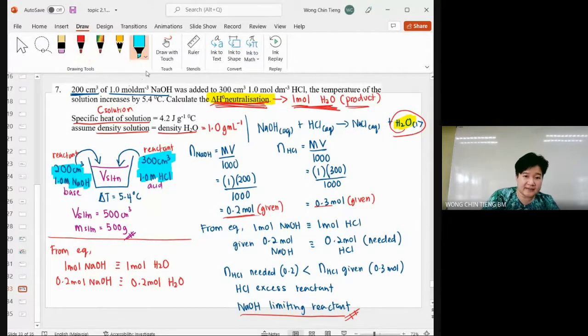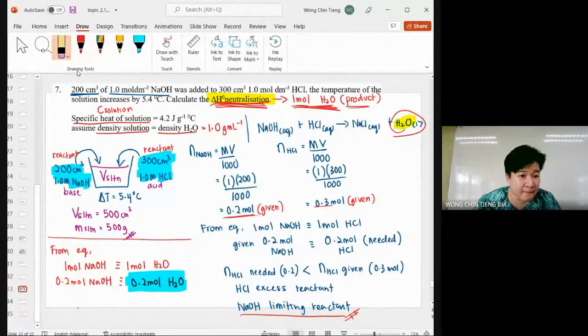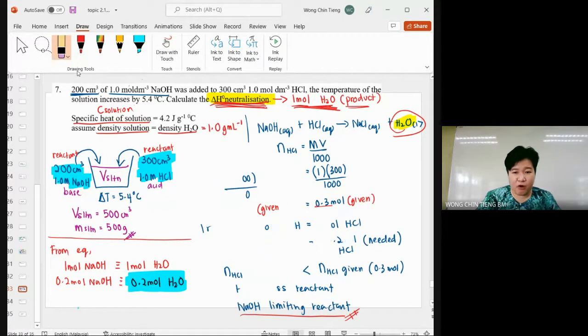And guys, this is what we want. Alright, this is what we want. Setuju kan? Ada soalan setakat ni? Tak ada. Okay. Kalau tak ada, saya nak padamkan sebab tak ada tempat. So kita dah dapat number of mole of water kat sini.